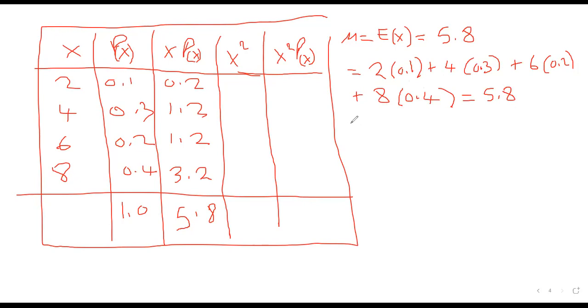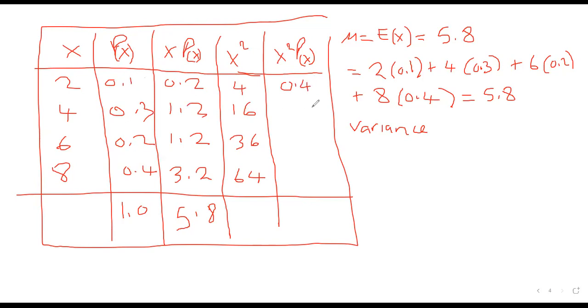Then we also have what is called the variance. The variance is simply, firstly, we square the values of X in here. So here we're going to have 2 times 2, we get a 4. 4 times 4, we get a 16. 6 times 6, we get a 36. 8 times 8, we get a 64. Now, we are going to multiply the X squared times the probability. So 4 times 0.1, which is 0.4.